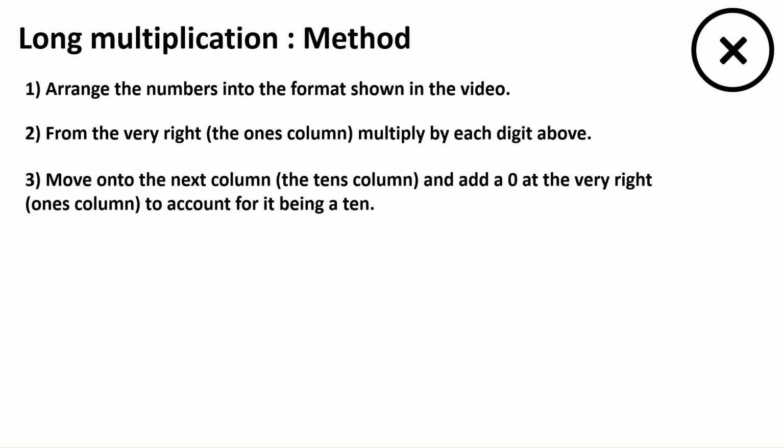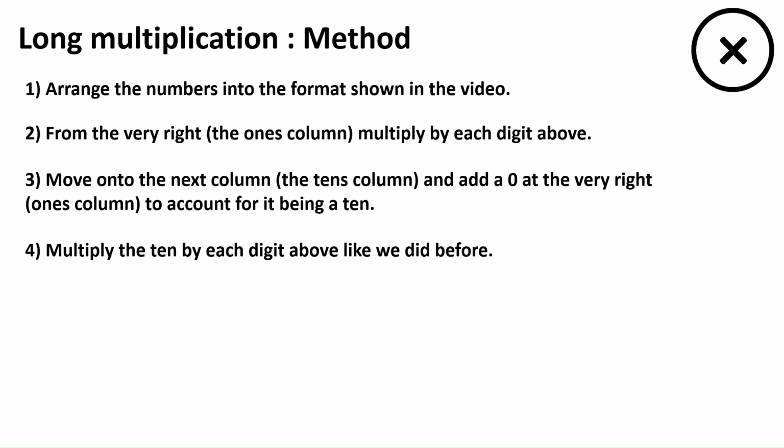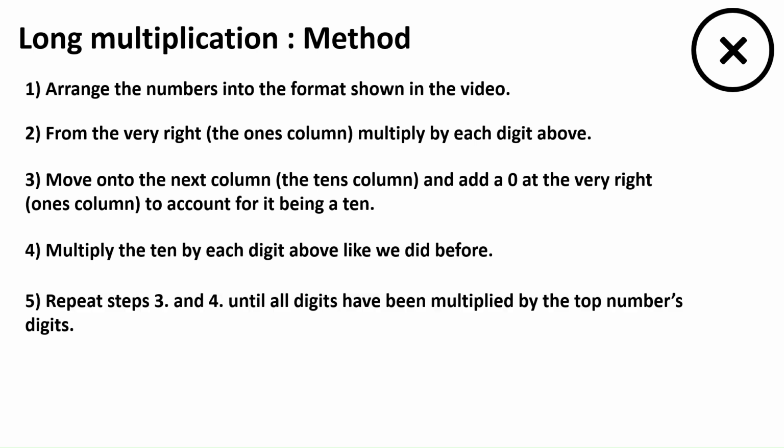And then after we've multiplied all that, we're going to move on to the next column to the left, which is the tens column. And before we do any calculating, we need to remember to add a 0 to the very right, to the ones column of our second line, to account for it being a 10. And then we'll just calculate it like normal by each digit above. And then we're going to keep on repeating these two steps until we've multiplied all of the bottom number.